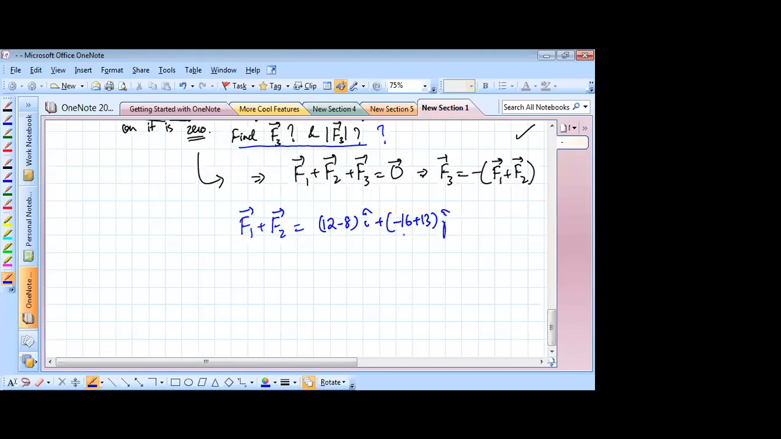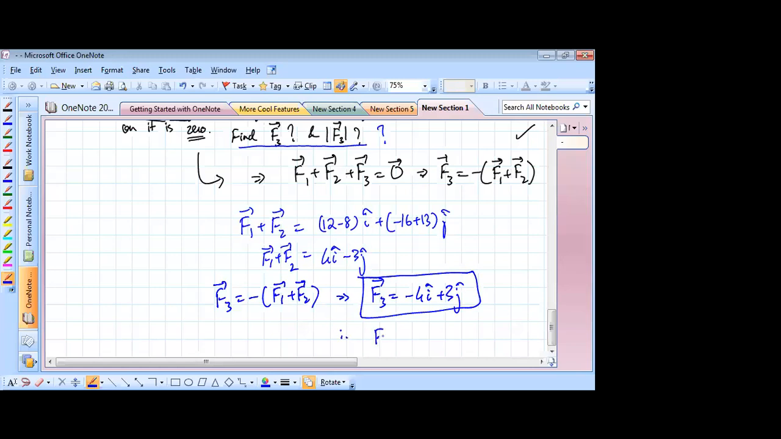Similarly, the x component of F1 was minus 16. So that's how this minus 16 has come here. So it is, as you can see, 4 i cap minus 3 j cap. So this is F1 plus F2. Now remember, F3 is actually negative of this. So F3 now is negative of F1 plus F2. So F3 as vector will become minus 4 i cap plus 3 j cap.